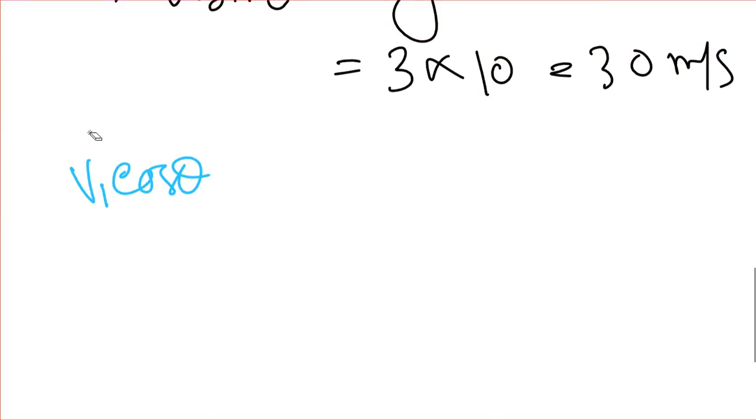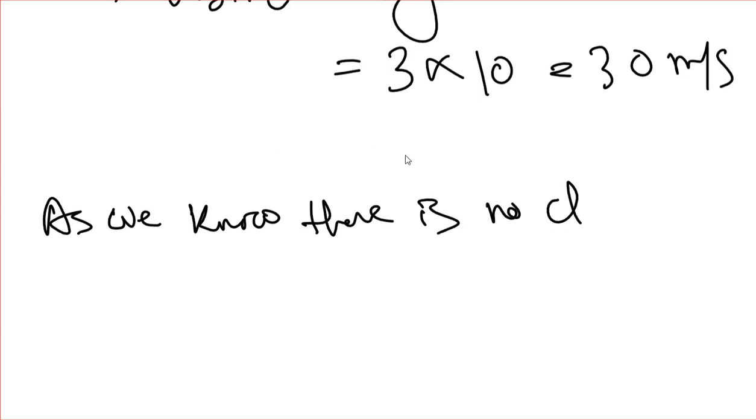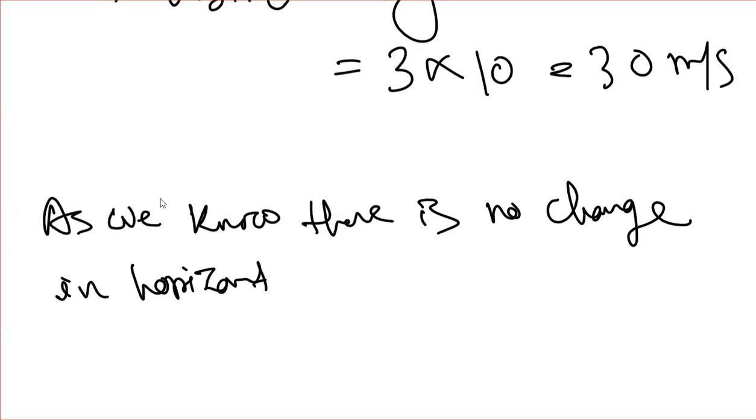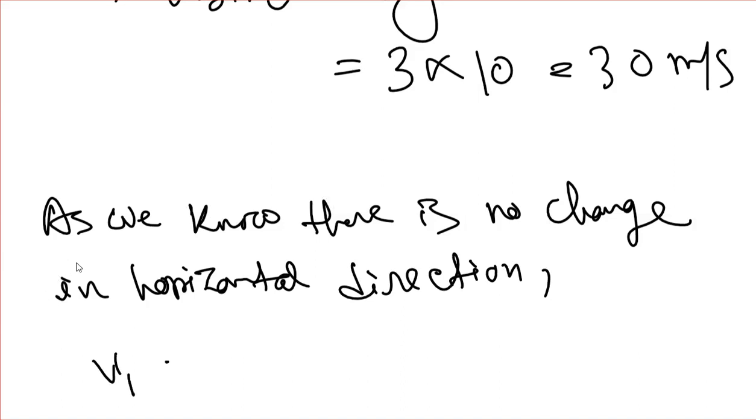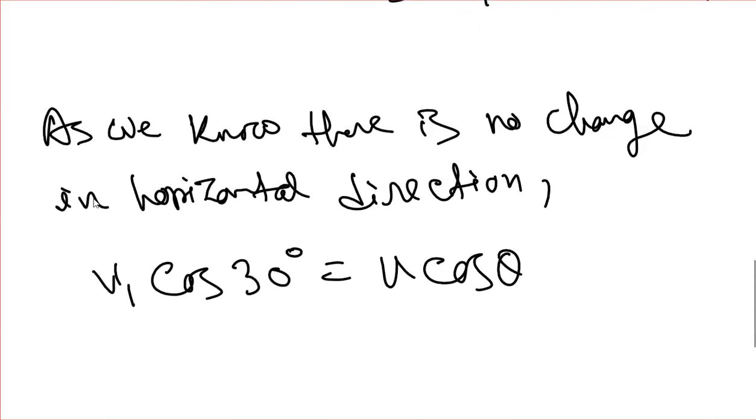Okay, so let's write something about the condition that as we know in horizontal direction, as we know there is no change in horizontal direction, so it will be v1 cos 30 degree equal to u cos theta, that is the ground level velocity, horizontal velocity.